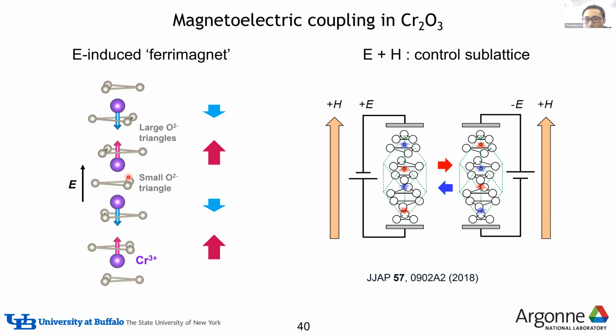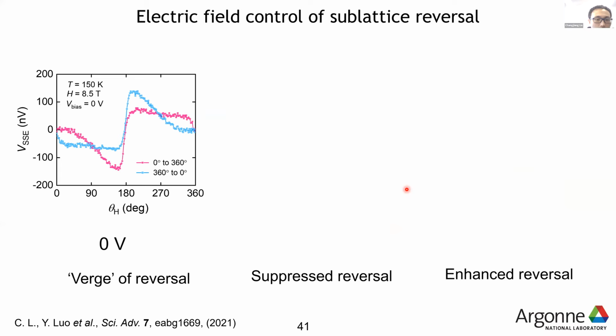And people found that one can apply simultaneously an electric field and a magnetic field. By different configurations, one can tune the orientation of the magnetic sublattices in Cr2O3. So then in our measurement, we can apply a magnetic field that is close to the spin flop transition point.